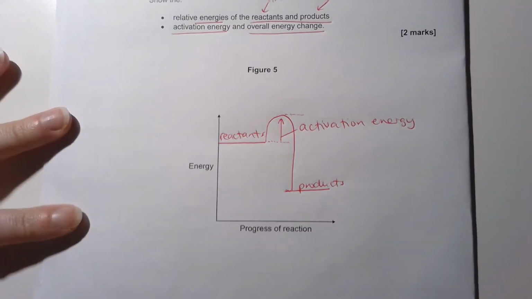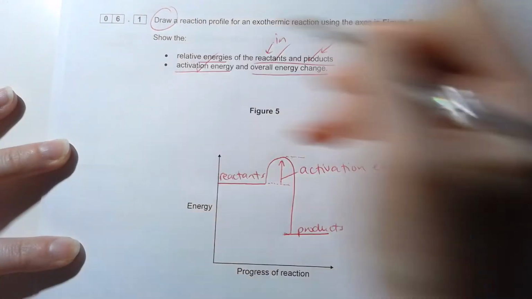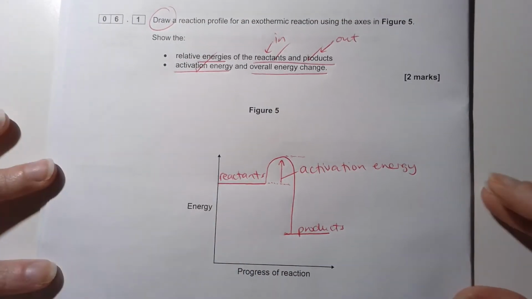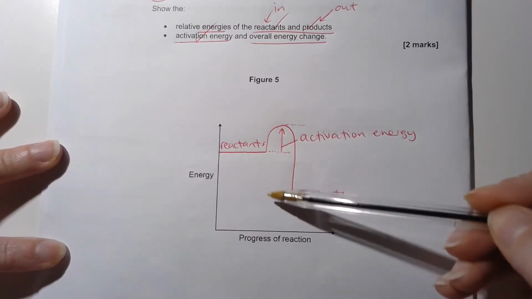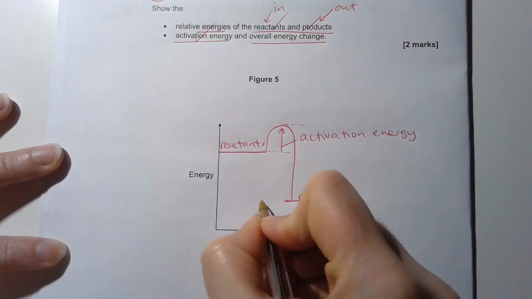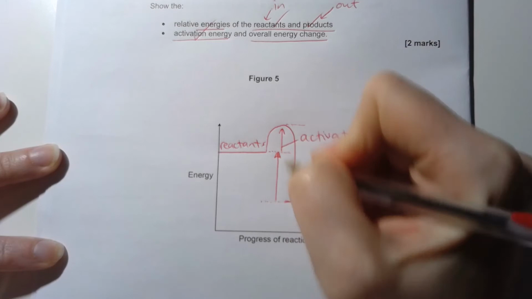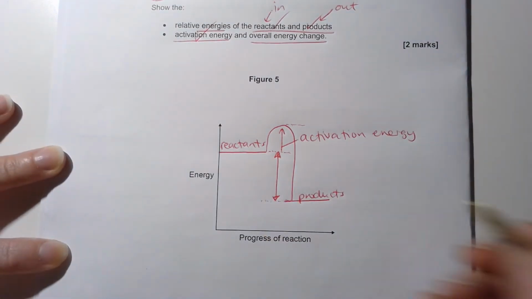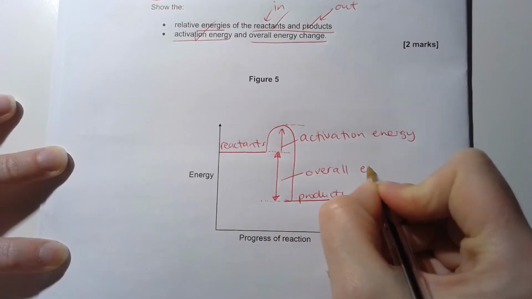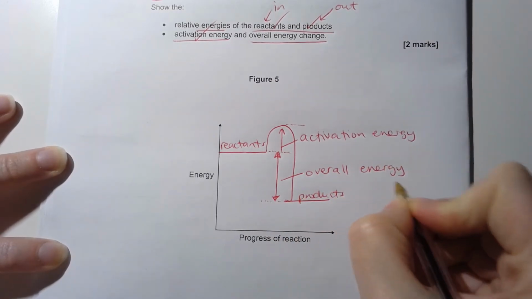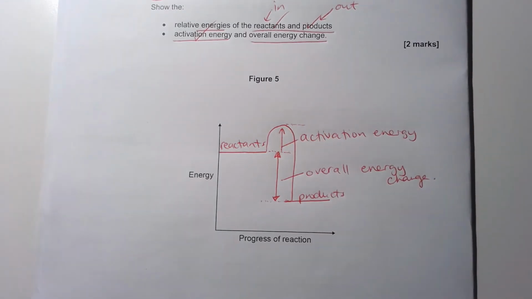We also then need to look at what we had to do. We've done the energies of the reactants and products, we've labelled the activation energy, it's now the overall energy change. So actually that's really easy because I can draw my little dotted line here as well. And this part of our little reaction profile diagram is the overall energy change. That's how much the energy has changed.